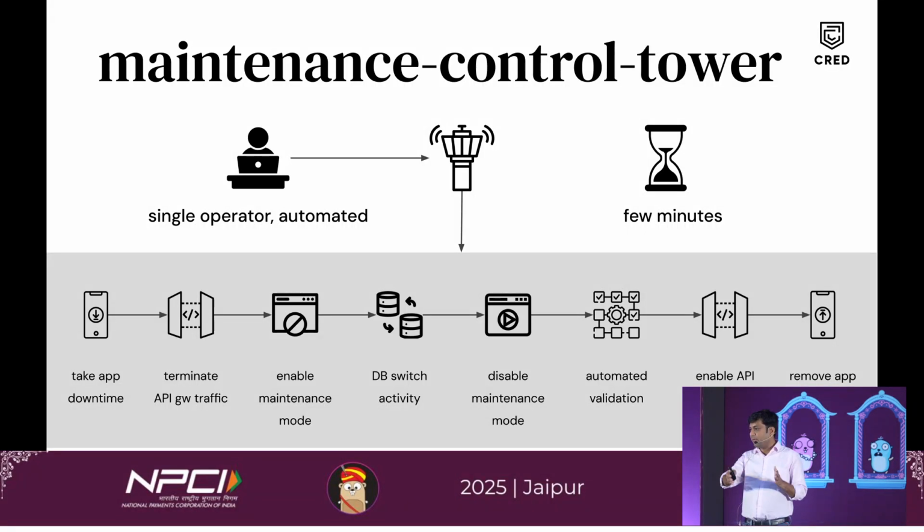Then it goes to our API gateway, which is Kong, and terminates the traffic in an automated fashion. Then it enables maintenance mode for all the services which are part of that particular activity. Then it also does the database maintenance in an automated fashion. Once the maintenance is done, it disables it. It also does automated validation at each and every step before enabling the traffic and removing the downtime on the app. With the maintenance control tower, the entire activity can be done by a single operator within a few minutes.